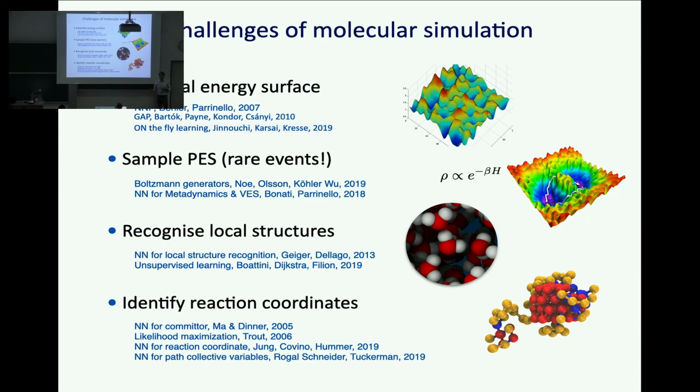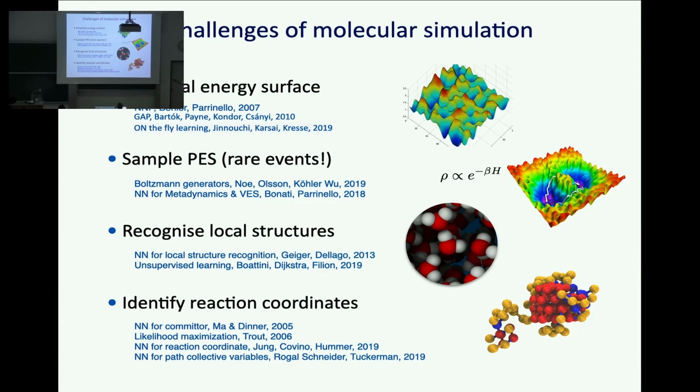But there are many other challenges in molecular dynamics simulations that can be addressed with machine learning methods. One challenge, and we have heard a number of times about this, is how to represent potential energy surfaces. Of course, we can compute it ab initio, but that's expensive. So we'd like to use models that are cheaper to evaluate without losing much of the accuracy.